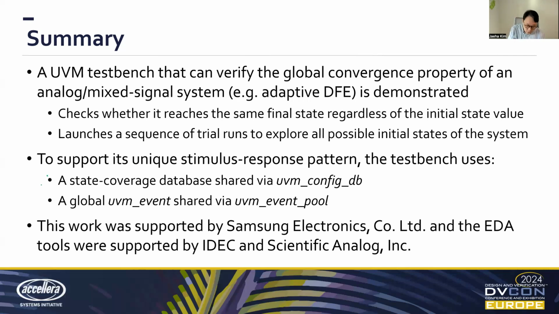So we use two things. One is a state coverage database shared through a UVM configuration database, and a global UVM event shared through a UVM event pool. Okay, so that was a nice tip to realize this testbench.